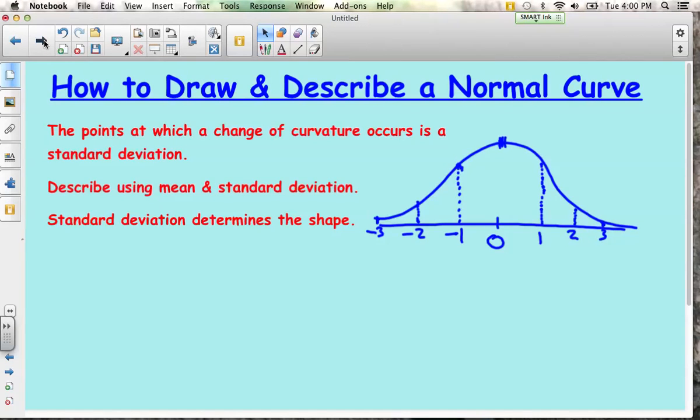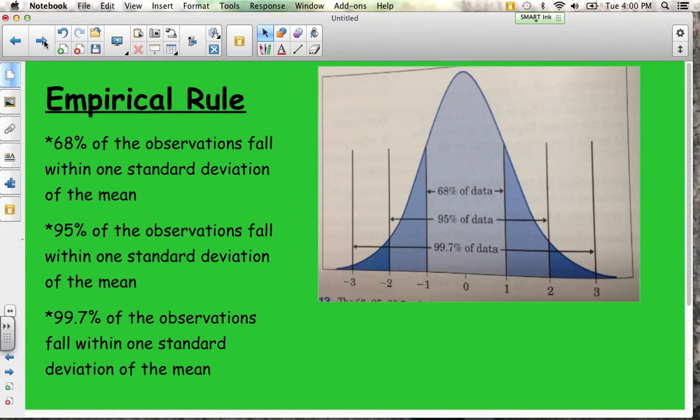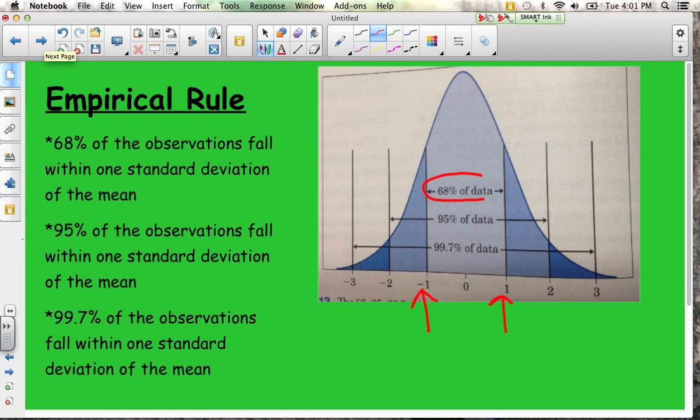Now, when you draw your normal curve, there is something called the empirical rule. Recall that when we try to find the 5th percentile, that basically tells you what percentage you are at or greater than. This does something similar. It just tells you what percentage of the observations fall within these numbers. So let's take a look. Between the first standard deviations, you need to know that 68% of the observations fall within that area.